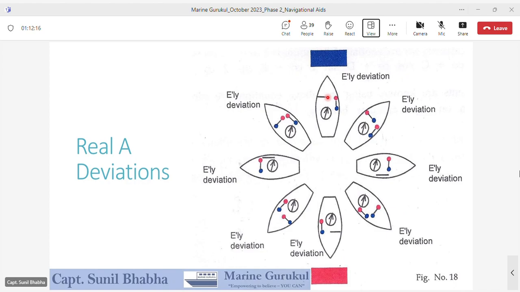Now being at right angles, no induction happens. No magnetic field induction happens here, and the athwart ship beam does not acquire any magnetism. There are no poles which are generated.